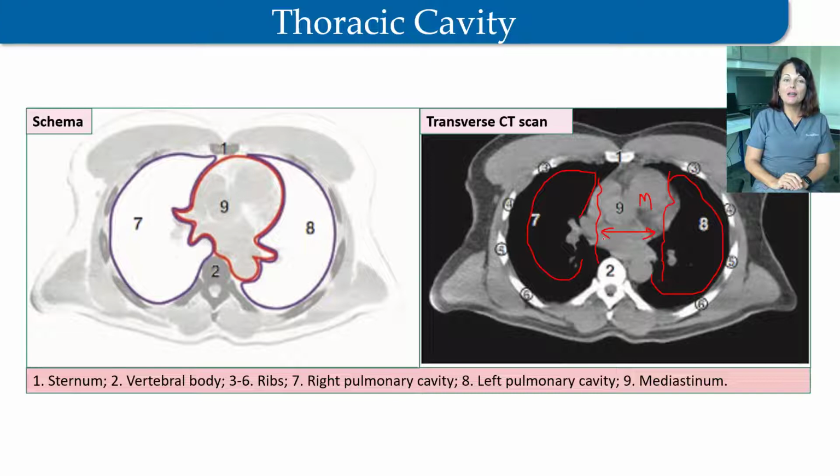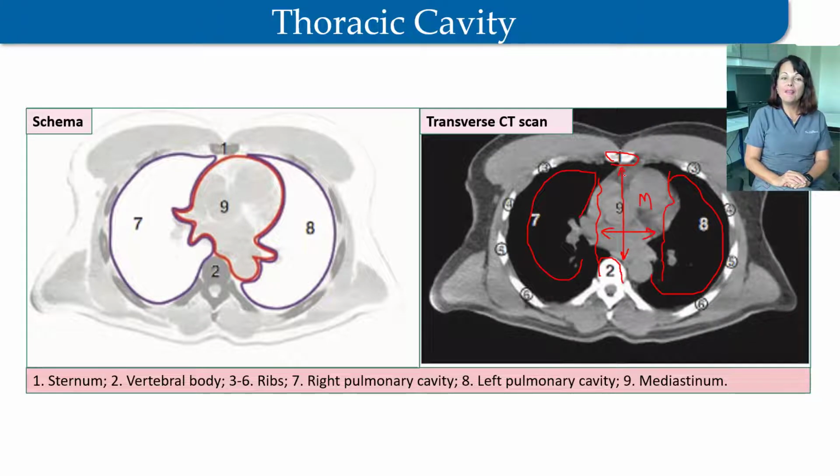Mediastinum extends vertically from the superior thoracic aperture to the diaphragm, and anteroposteriorly from the sternum to the thoracic vertebral bodies.